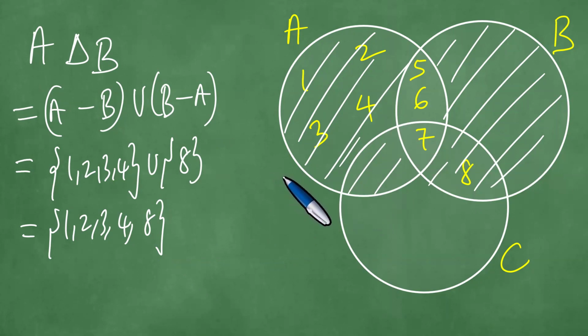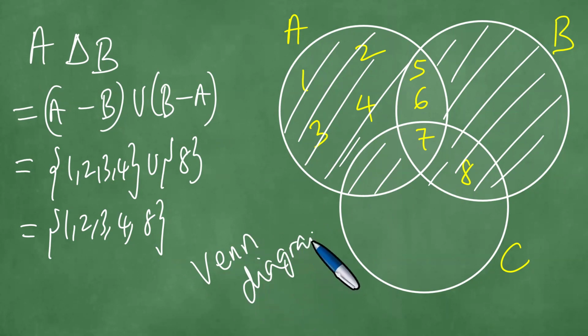So at this point, this diagram, once again, we need to remember, is called the Venn diagram, okay? So it's a very important diagram. So at this point, the symmetric difference of A and B, therefore, would consist of the elements that are in the shaded parts, 1, 2, 3, and 4, together with 8. Okay, so just take note of that.